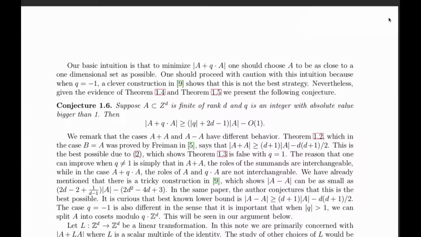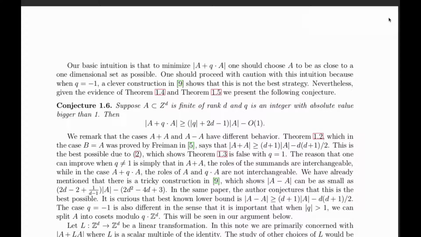So the question I had in mind was conjecture 1.6. Here I assume A is a d-dimensional set. That's a subset of Z^d, and it's not contained in any hyperplane. So we conjecture in this case that A plus qA is at least, and we give a lower bound of q plus 2d minus 1 times the size of A, minus an error term.